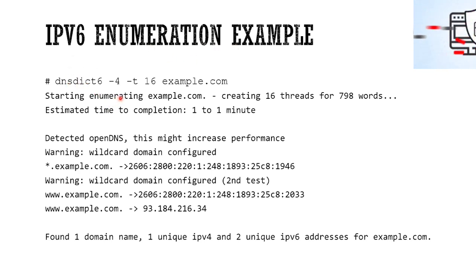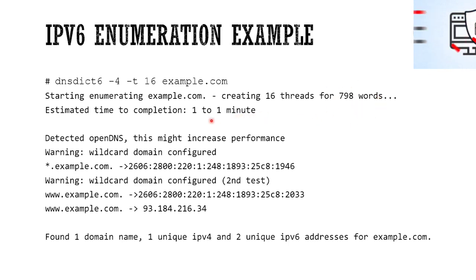So it detected OpenDNS. Okay, great. They have a wildcard domain configured. Oh, well, we found an IPv6 address right off the bat. And here's another one. Oh, and here's a v4 address as well. So I found a domain name, one v4 address, and 2 unique IPv6 addresses that are now potential targets.